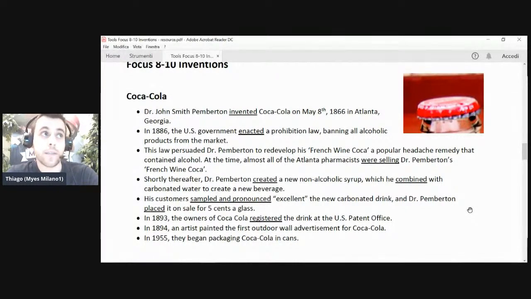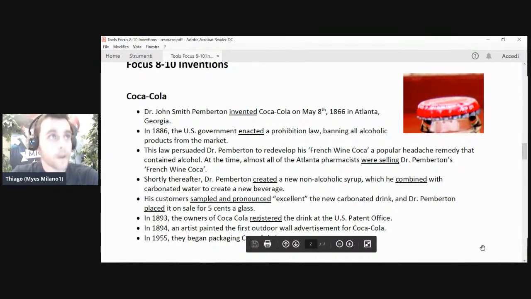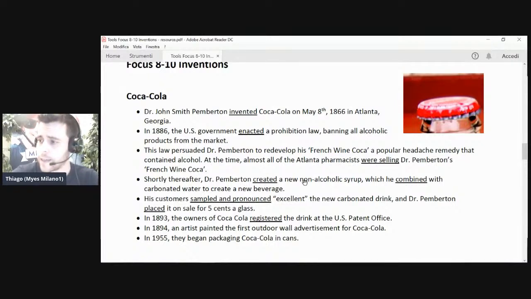In 1894, an artist painted the first outdoor wall advertisement for Coca-Cola. So in 1894, the first outdoor wall advertisement for Coca-Cola was painted. And finally, in 1955, they began packaging Coca-Cola in cans. So I would say in 1955, Coca-Cola began being packaged in cans. Okay. So if you have any questions, anything that doesn't make sense, please ask, guys. I'm happy to answer anything.